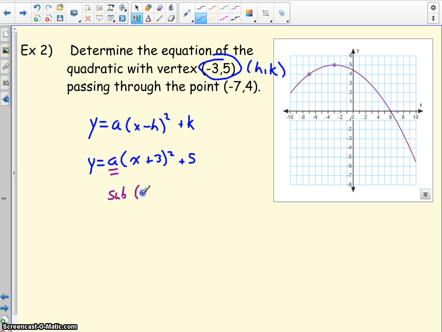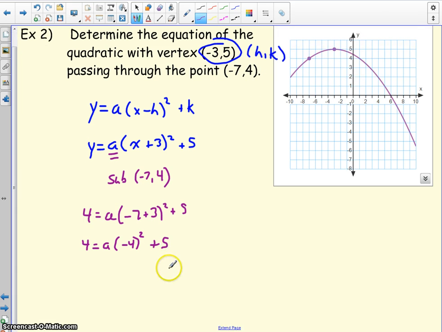So I'm going to sub in negative 7 for x, 4 for y, and then I'm going to have to solve for a. Okay, so if I do that, I get 4 on the left side of the equation. Okay, x is negative 7, so I have negative 7 plus 3 all squared. I'm just going to follow order of operations here, so I'm going to work inside the brackets. Negative 7 plus 3 gives me negative 4.